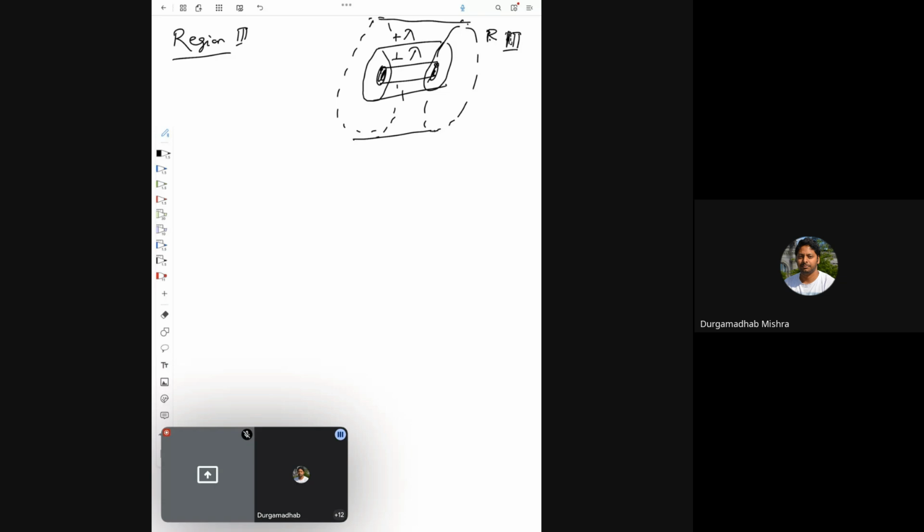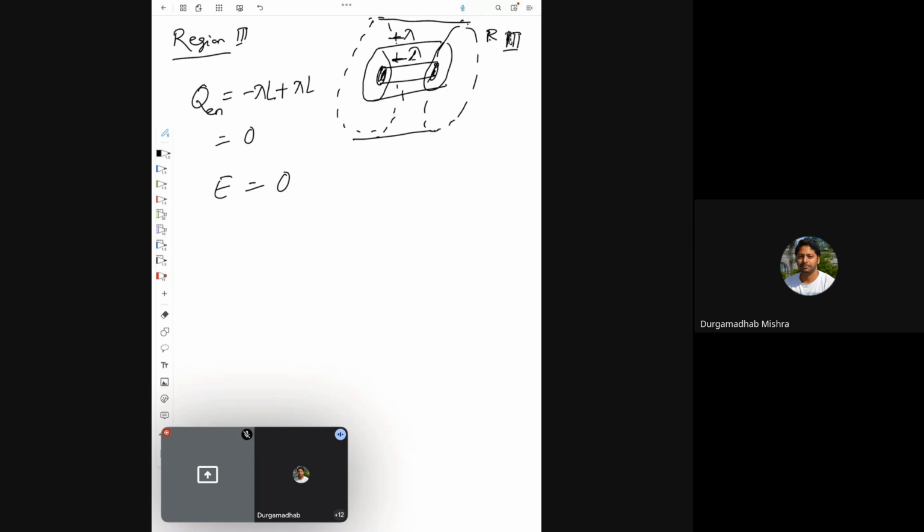Okay, which tells us now you have to find out what is the total charge enclosed within this Gaussian surface. So what will be the total charge? It can be easily found out because one is minus lambda, the other one is plus lambda. So when you add up, one is minus lambda L, the other one is plus lambda L, so it will be 0. So that means in region 3 also the electric field is 0.